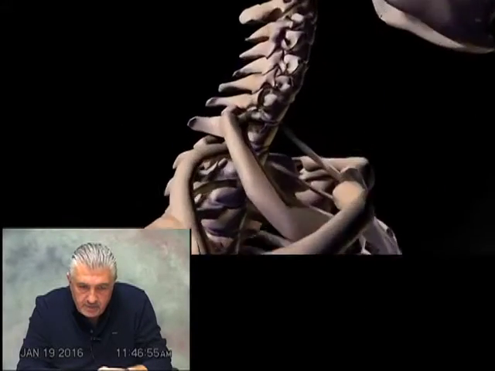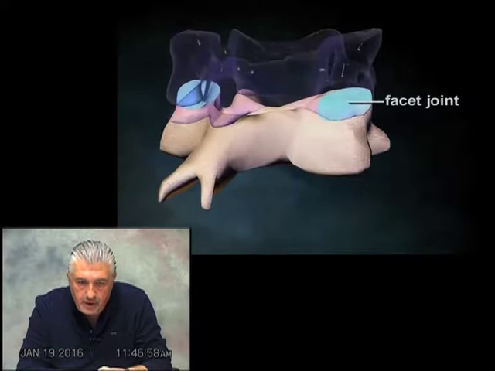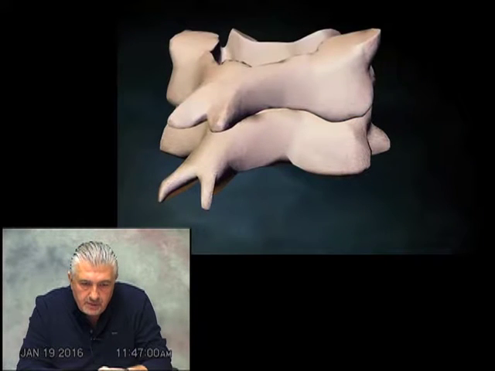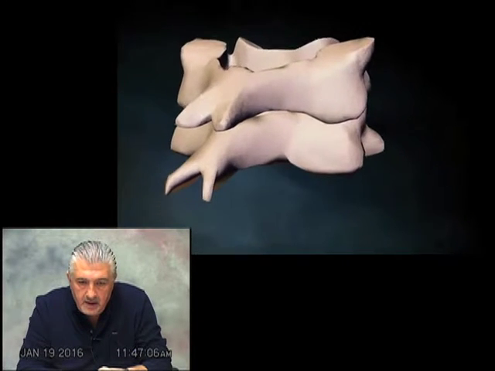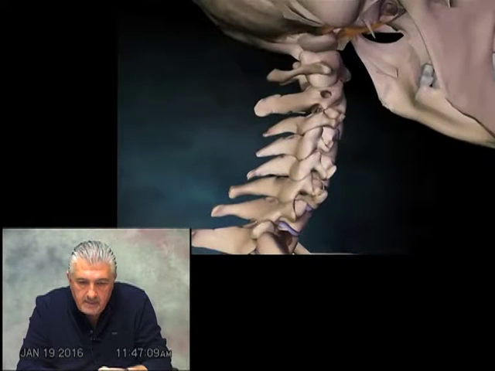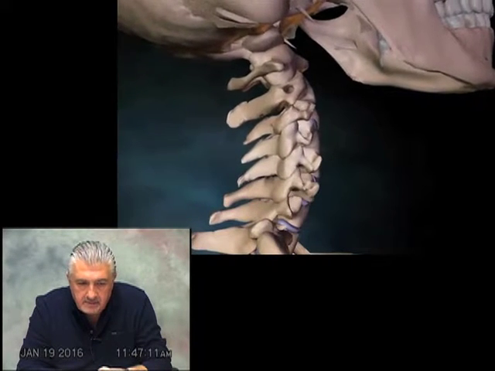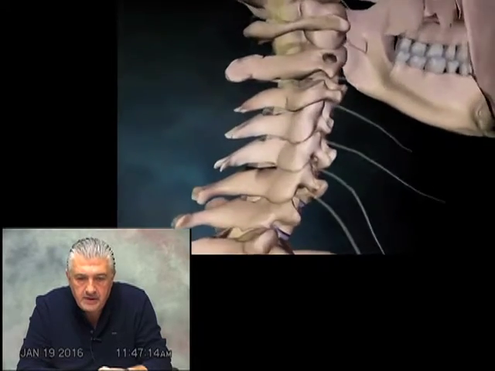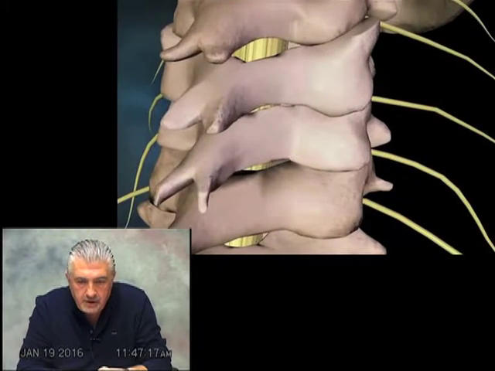Let's go to the second clip. Again is a skeleton diagram. It shows the cervical spine and facet joints, which shows how the vertebrae rotate and move over each other and enable the neck to bend in flexion and extension and the rotation.